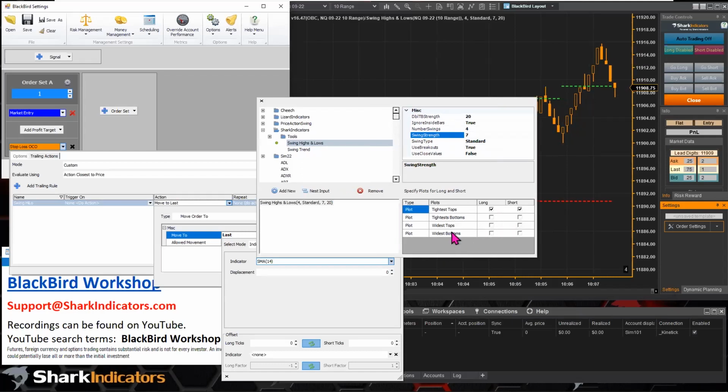What plots do we want to use? The widest plots, right? We have widest tops, widest bottoms. The widest plots are the green and red that we see on the chart. I set the tightest plots to invisible. So if we're executing a long trade, then we'd want to set our stop loss to the widest bottoms, so that's going to be the red line. Think of that as the lowest low, or the swing low point. And the widest tops would be the swing high points, the green lines, and we'd use the swing highs for a short trade. So we'll check that right there.